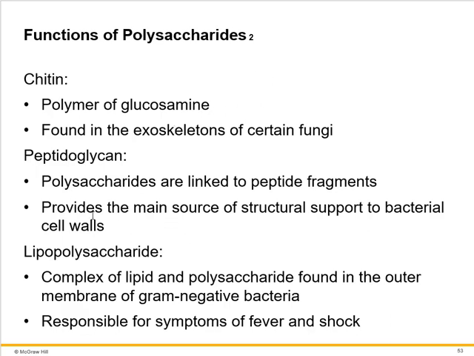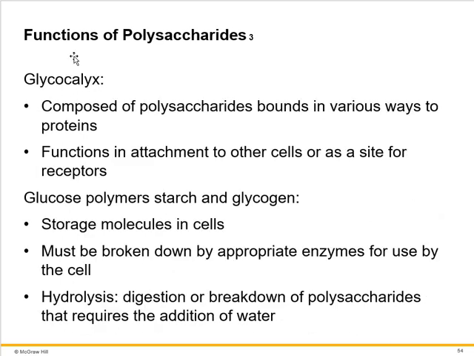Peptidoglycan is what links together and forms the cell wall in bacteria. Lipopolysaccharides, this is the lipid combined with the polysaccharide. That's found in gram-negative bacteria, and it causes fever and shock. So it's kind of a toxin. The glycocalyx is this thing that surrounds the cell, it's a polysaccharide, loose or could be very tightly bound around the cell, and it is a way to communicate with other cells. It functions in attachment. It also has receptors, so there's part of cell communication there.